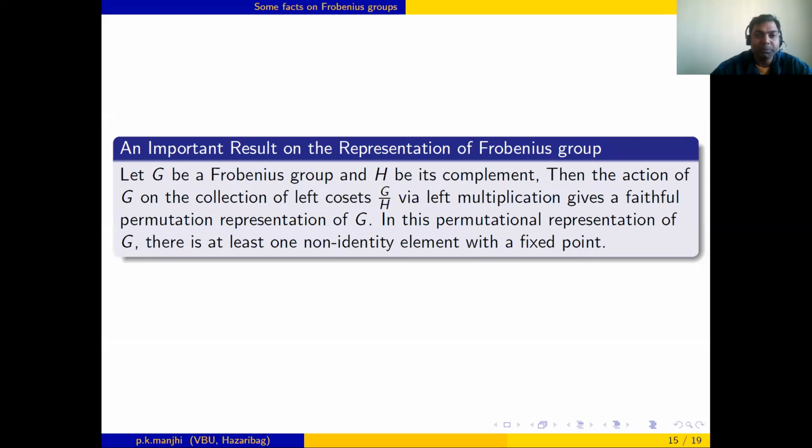Let G be a Frobenius group and H be its complement. Then consider the action of G on the collection of left cosets G/H. H may not be a normal subgroup of G, but here K is a normal subgroup of G. So this collection of left cosets G/H is not necessarily a quotient group, but the action of the elements of G on the left cosets G/H by left multiplication gives a faithful permutation representation of G, and this permutation representation has the property that there is at least one non-identity element with a fixed point.